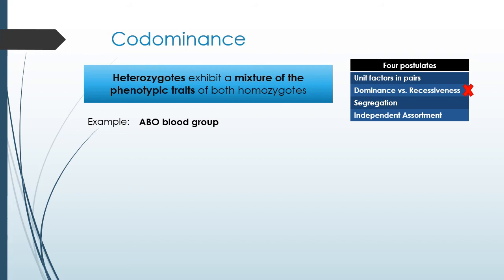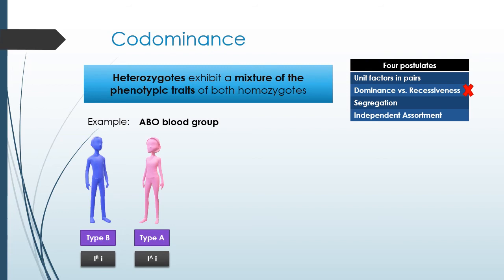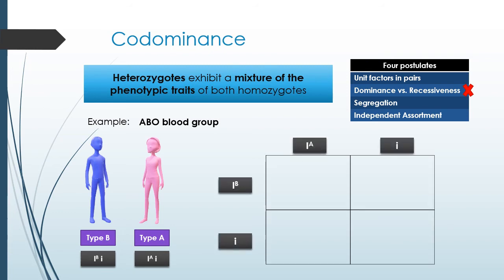To illustrate the occurrence of codominance, let's say, for example, that a human male, who is of blood type B, married a woman with blood type A. What will be the resulting phenotypes? What blood types do we expect to see among the offspring?